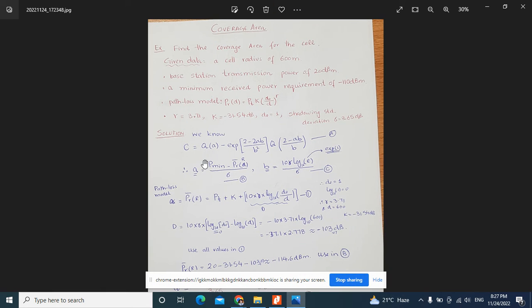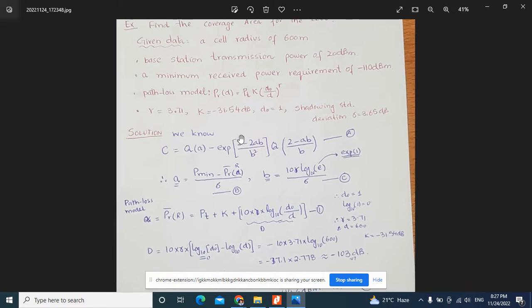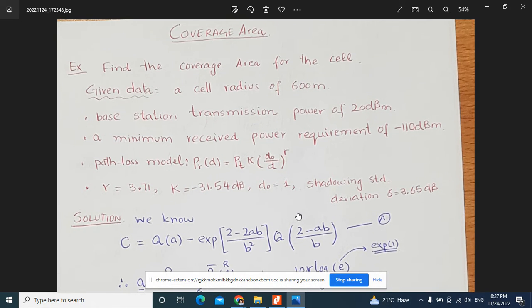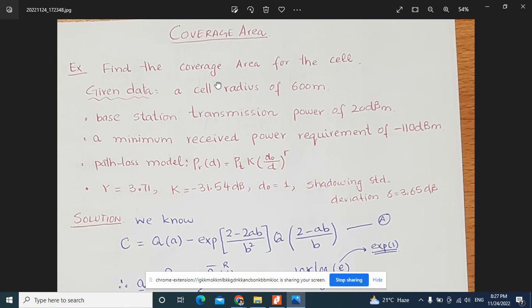In this lecture, we are going to discuss a few examples about the coverage area that we discussed in the last class in our lectures. We have completely covered how we can calculate the coverage area for given information. So for that we can completely solve this example, and then we can understand.